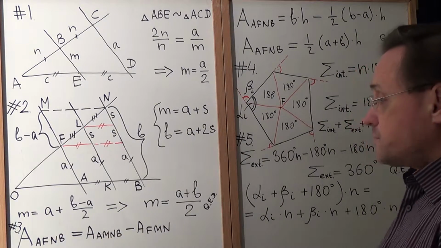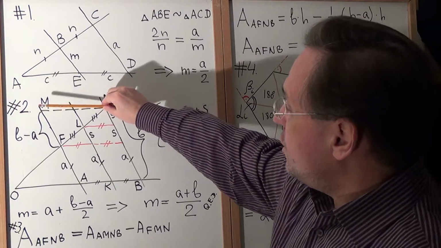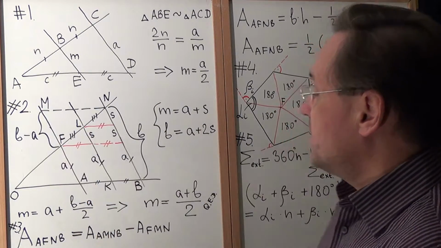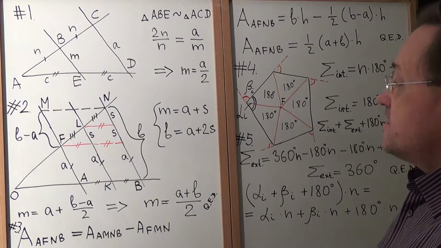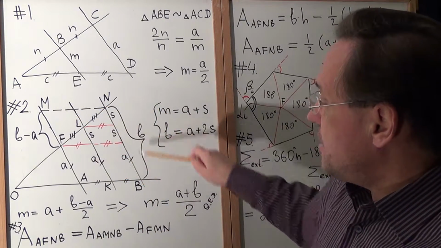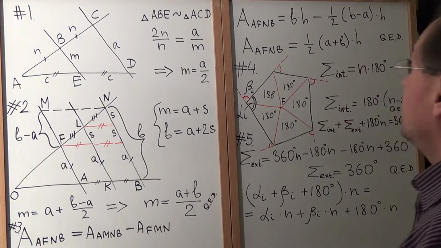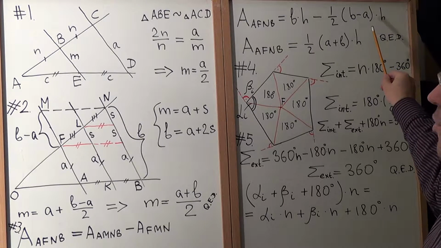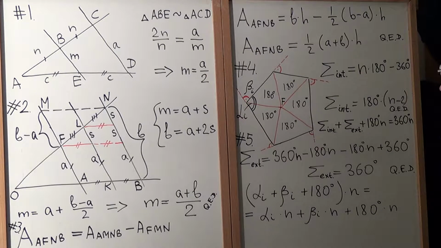Number 3, area of trapezoid. Let's draw MN and let's continue AF to M. We'll have a parallelogram AMNB. So area of trapezoid would be the area of parallelogram minus area of triangle FMN. This is what we have here. Now we use standard formulas for area of parallelogram and area of triangle, and we'll get our formula.